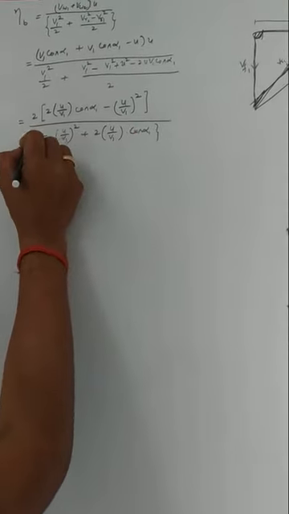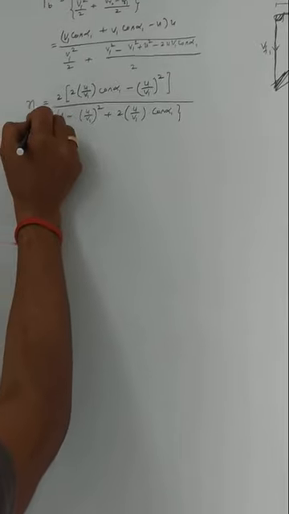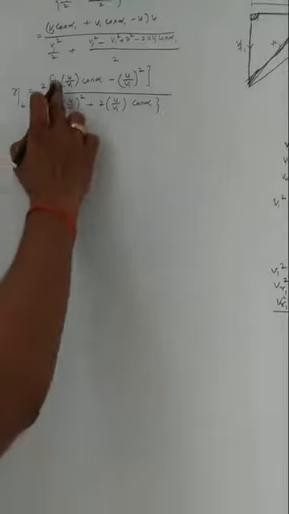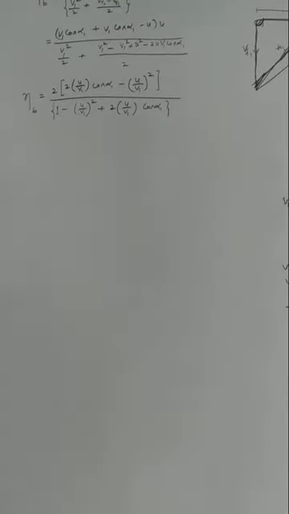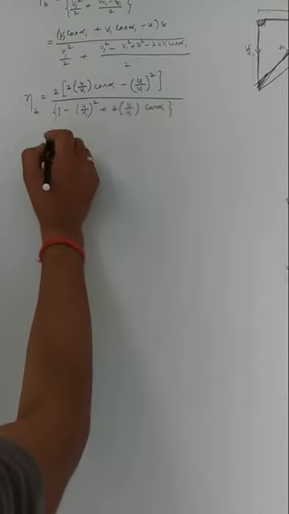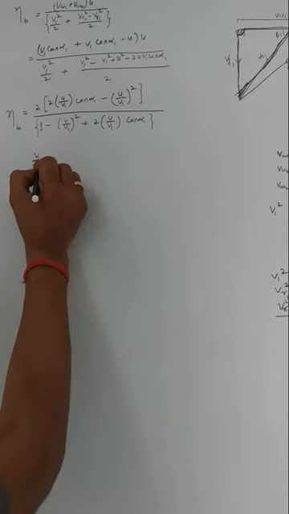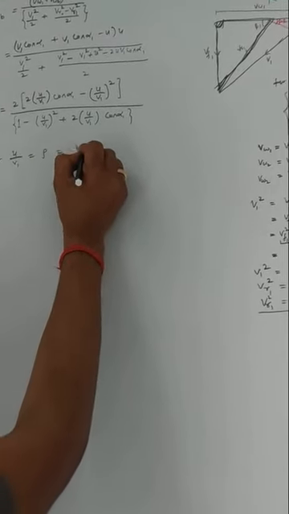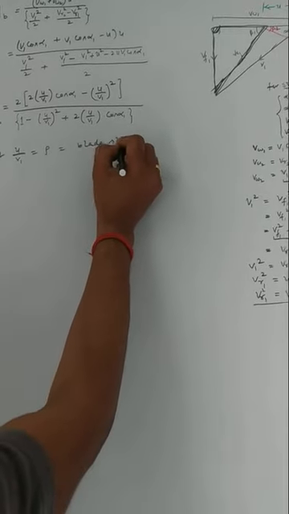Finally we get the relation of blade efficiency in the form of U by V1 and the alpha 1 angle. Now, as we know that U by V1 is equal to rho, let this be the blade speed ratio.